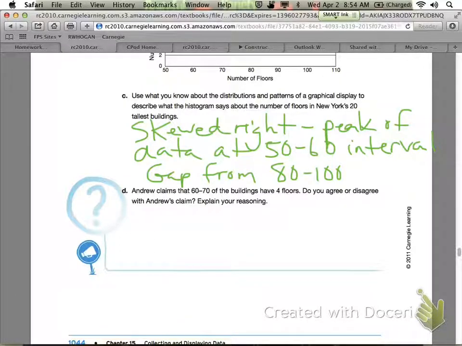In looking at the answer to letter C then, the distribution was skewed right because there is a peak. The peak of the data is at the 50 to 60 interval. Hopefully you notice that there is also a gap in the histogram from 80 to 100. This means that many of the 20 tallest buildings in New York have 50 to 60 floors, and there's only one building that has 100 or more floors.